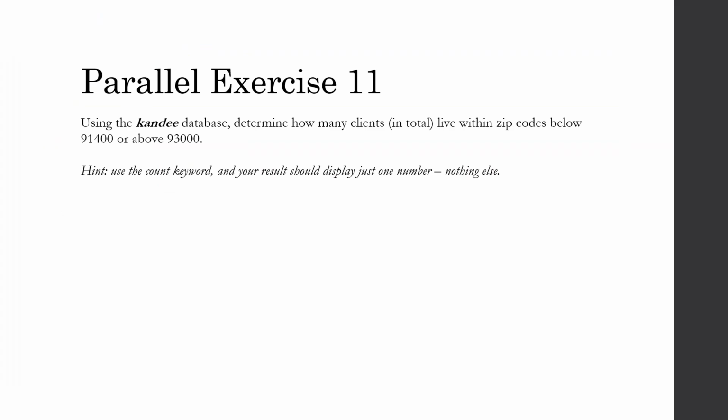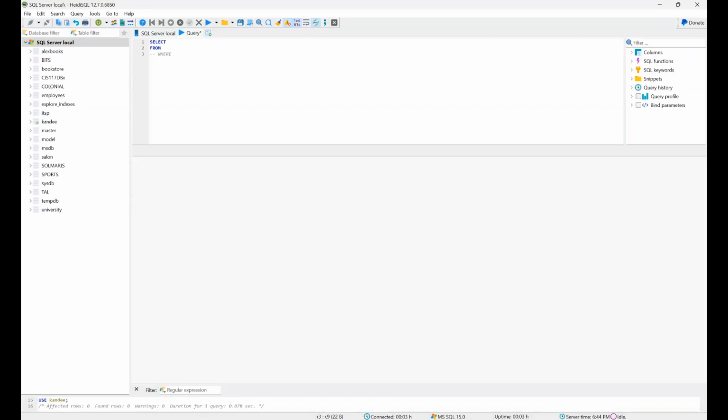Parallel exercise 11. Using the CANDY database, determine how many clients, in total, live within zip codes below 91400 or above 93000. Hint, use the count keyword and your result should display just one number, nothing else. Exercise 11 is a simple count query with a where clause filter involving a Boolean OR. Let's take a look.